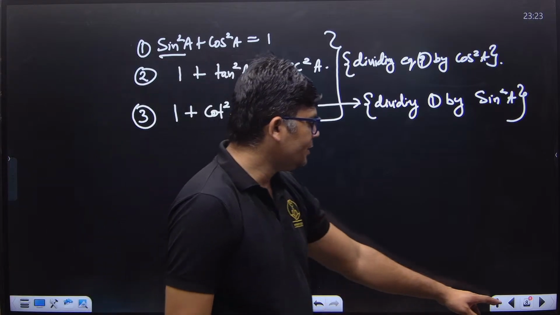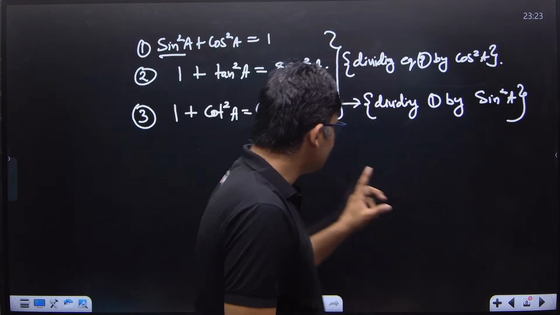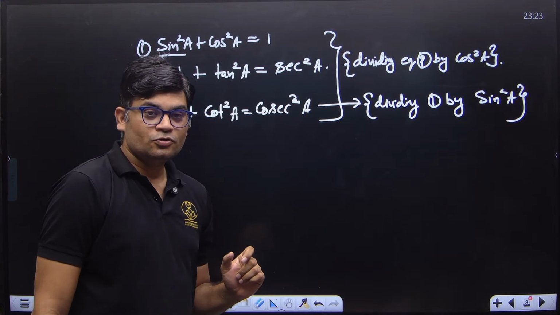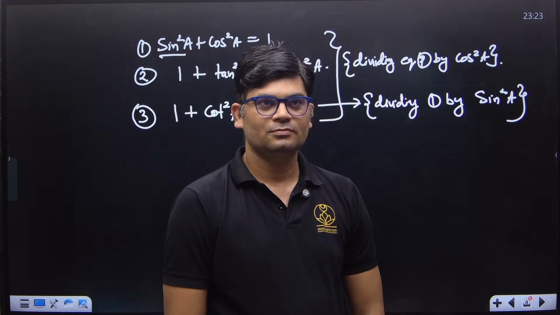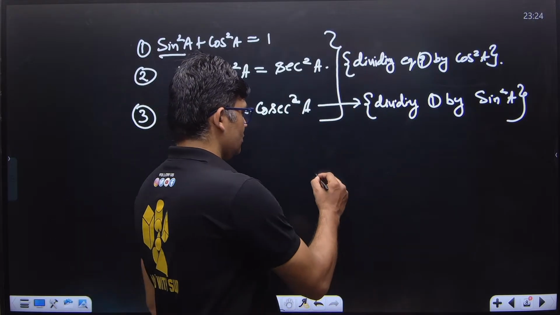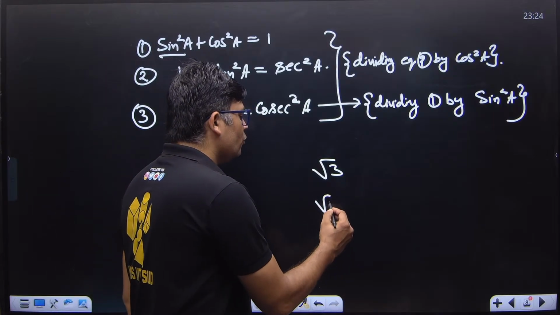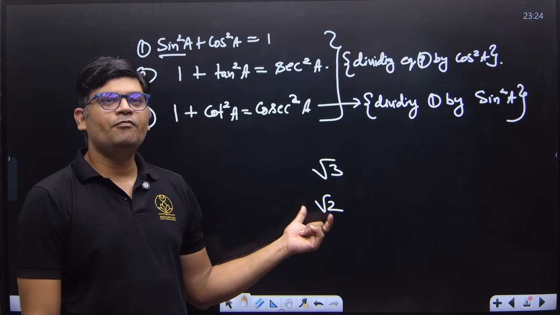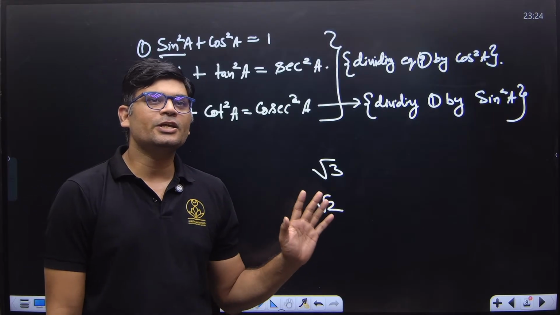So reciprocal identities 3 and Pythagorean identities 3 as well. And now this plays a very important role. So for that I want to know whether you have any idea about irrational numbers. Square root of 3, square root of 2, they are irrational numbers. You cannot write them in the form of p by q, where p and q are integers and q is not equal to 0.